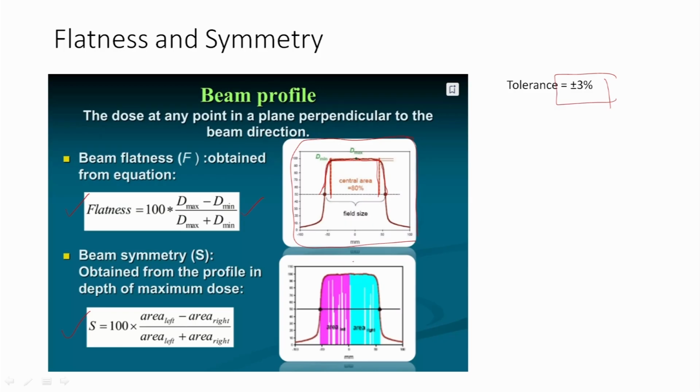In case of symmetry, you have to divide the profile at the center. You need to measure the area on the left hand side and the area on the right hand side, insert the values in this formula, and you will find your symmetry. This flatness and symmetry is obtained in terms of percentage, and the tolerance should be within plus minus 3%. So this is a very important dosimetric test of your LINAC, as well as of telecobalt. I forgot to mention that the same test is used for cobalt also.